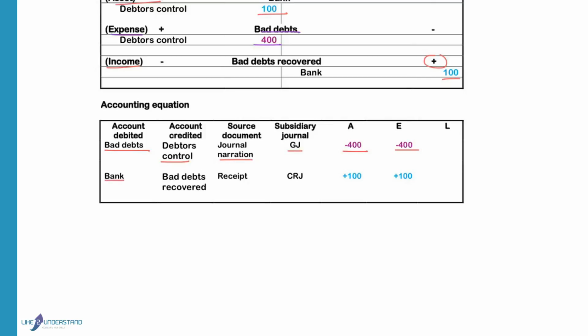The bank account is debited to increase assets with 100. Bad debts recovered is credited because income increases equity on the credit side. We will issue a receipt and record this entry in the cash receipts journal.